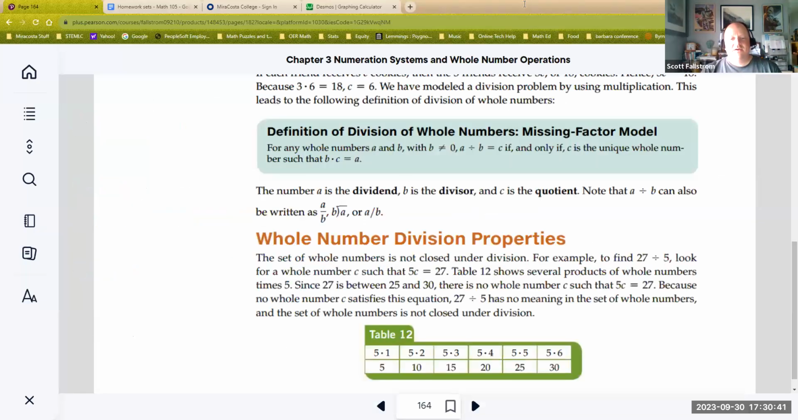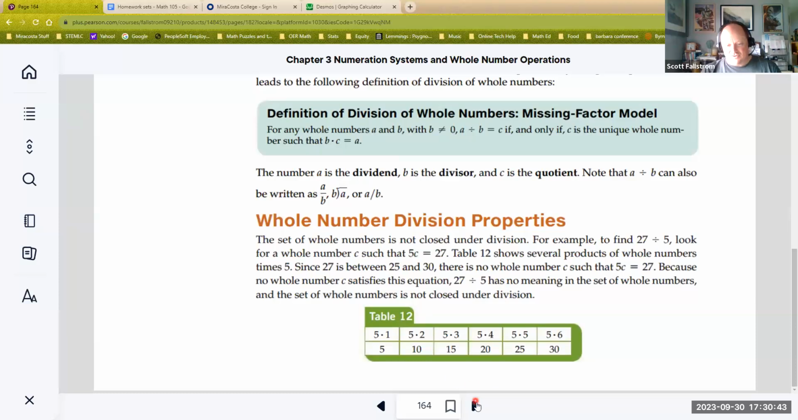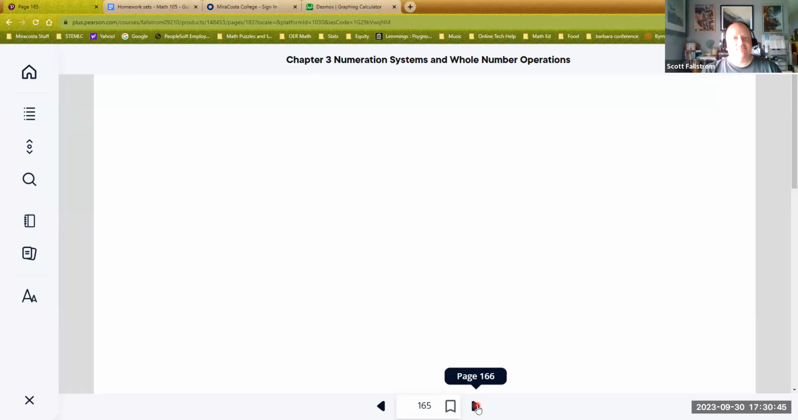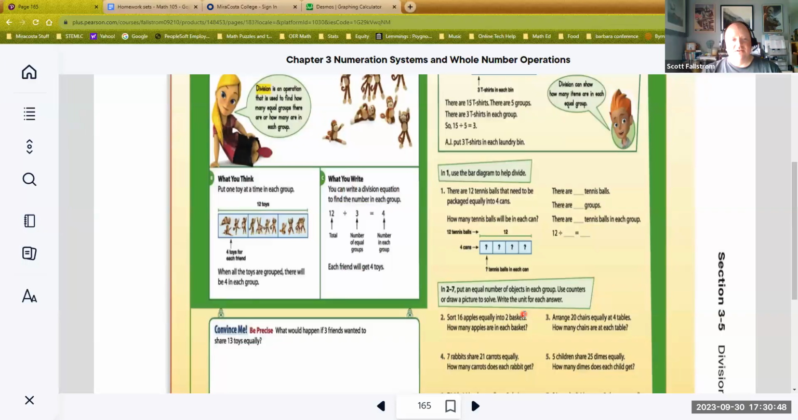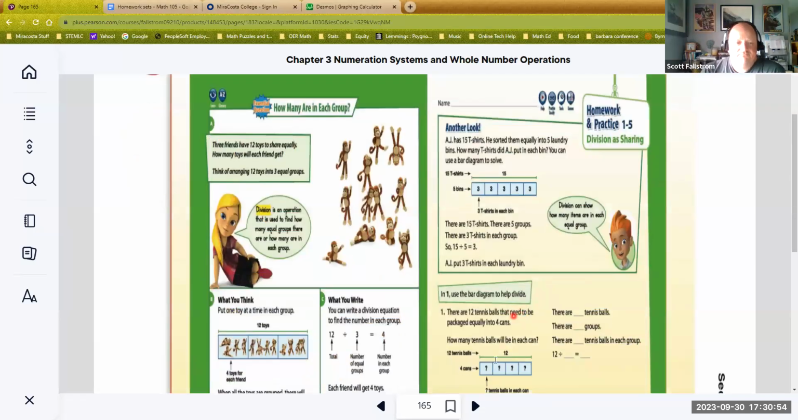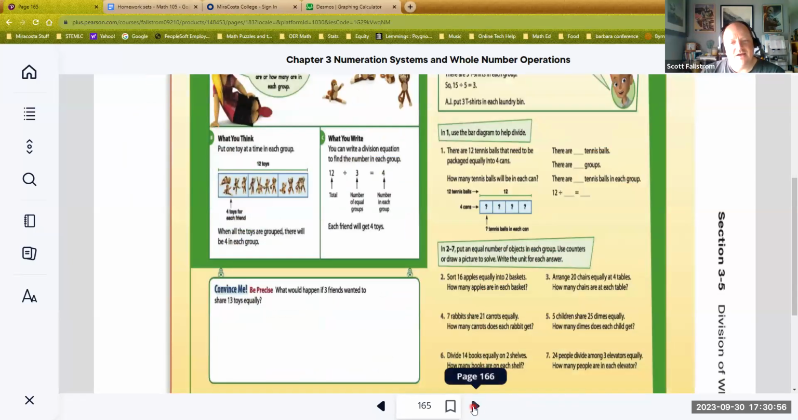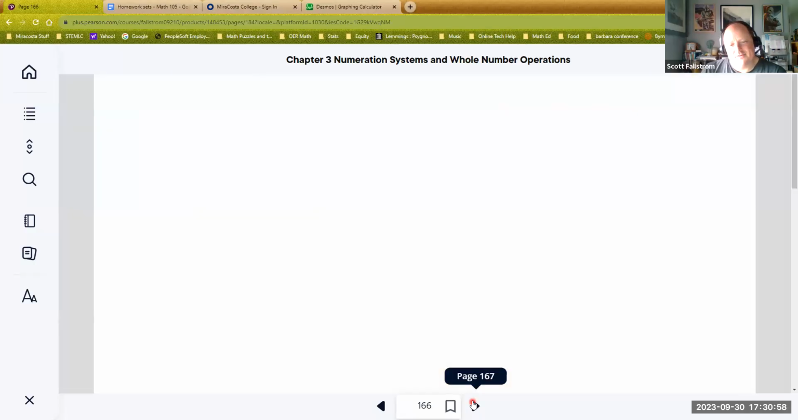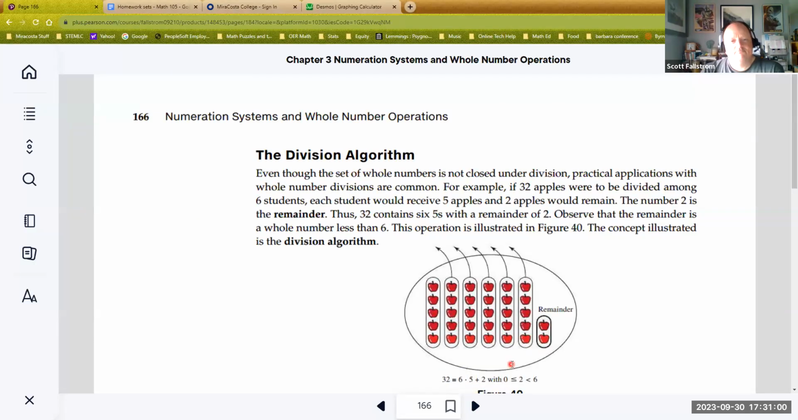All right. Let's move on. Whole number division properties are listed next. And you get a nice little, so the first one we saw was the measure out. This one is the set partition model, which again is, to me, I like this one better. But some of you may prefer the other.